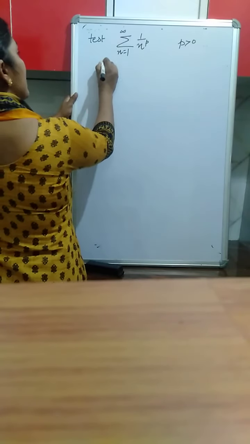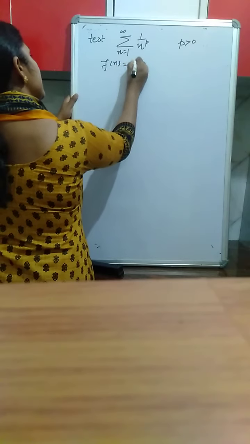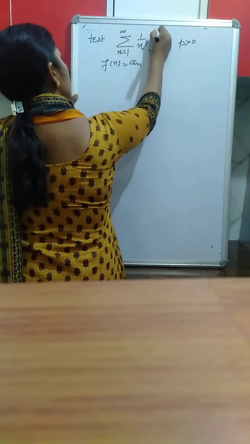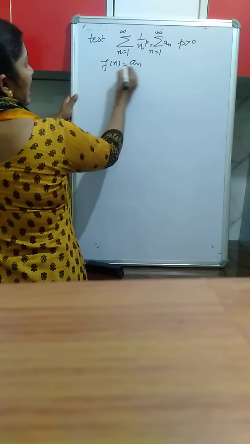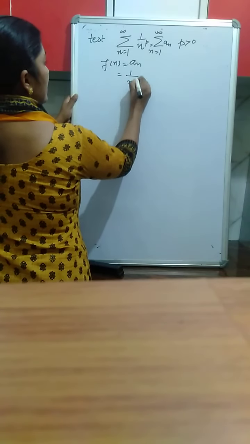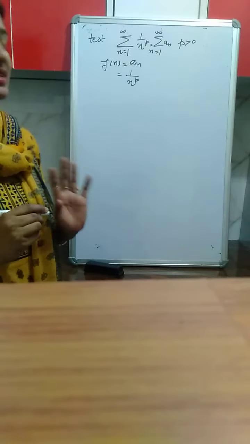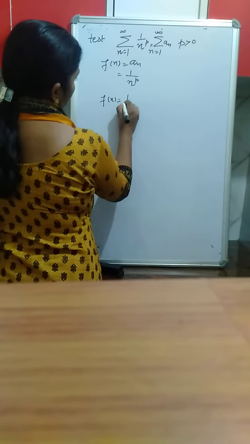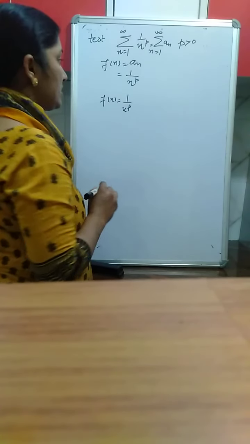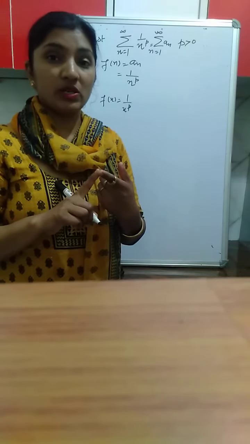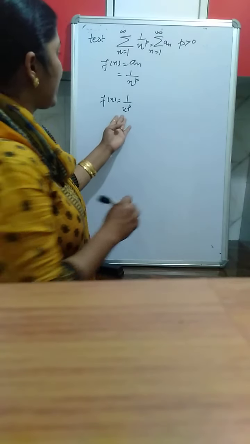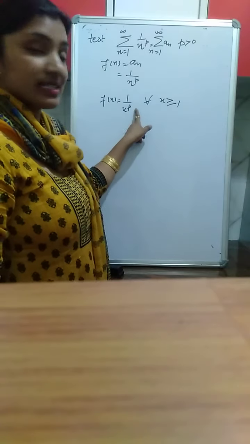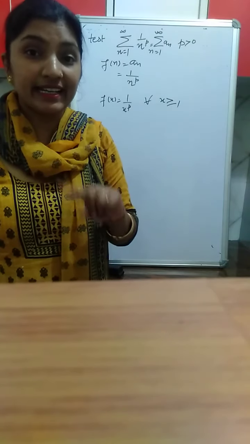So we have taken p as positive. Now we compare. As we have taken f of n is an, and comparing this with the summation as n varies from 1 to infinity, what do we have? F of n is an, which means it is 1 upon n raised to the power p, where p is positive. So f of x is 1 upon x raised to the power p. Remember the statement that f must be non-negative. It is clearly non-negative for all x greater than or equal to 1. And p is positive. Then f is monotonically decreasing.